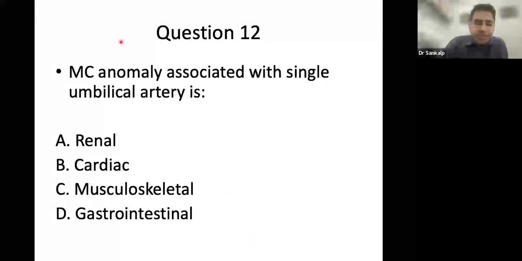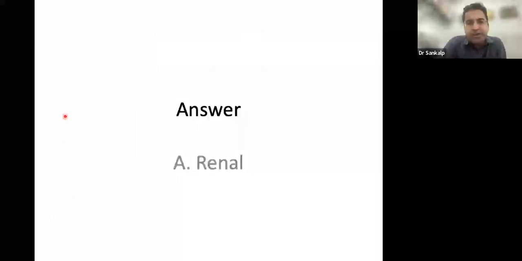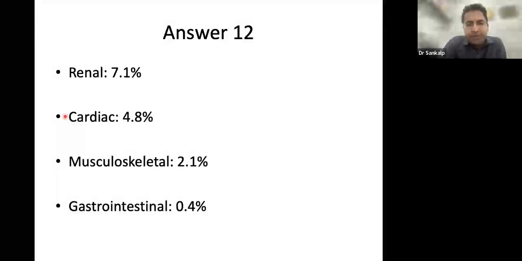Then the next question is, most common anomaly associated with single umbilical artery is. So it is renal anomalies. Although all of these are associated with single umbilical artery, around 7 to 8% of all babies with single umbilical artery have associated renal anomalies. Cardiac anomalies are also associated, but the incidence is less, right?